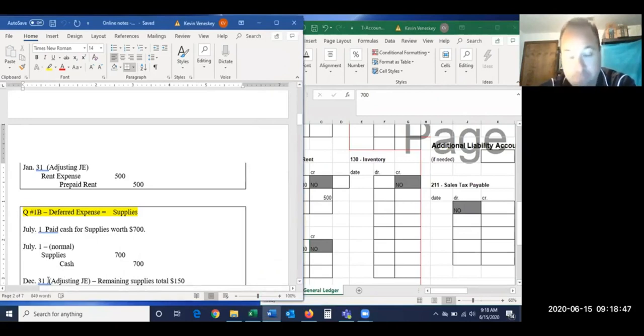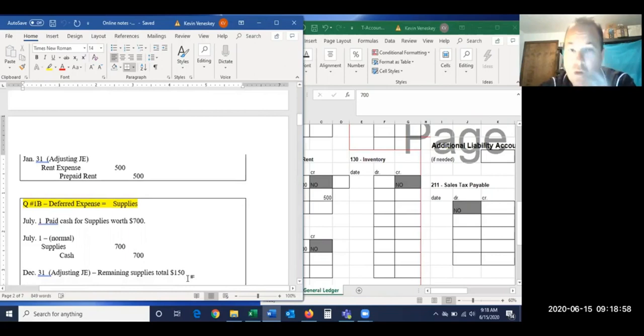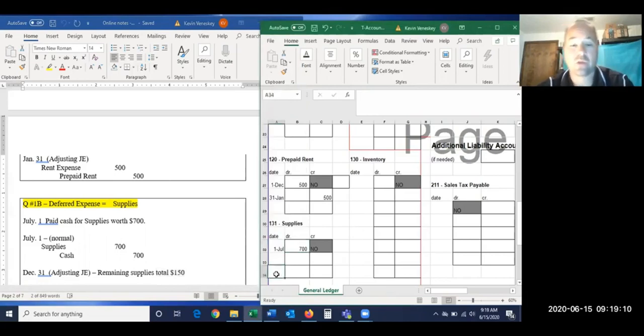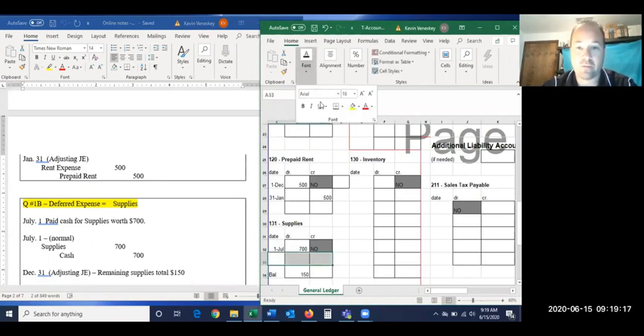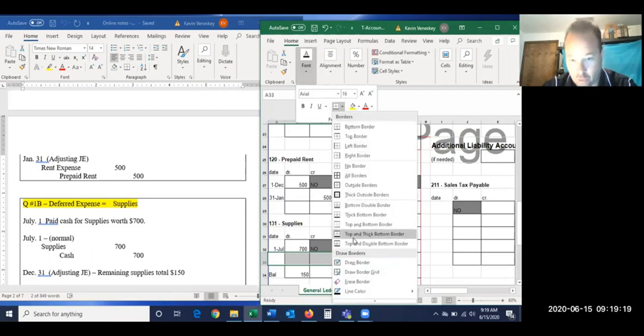Now on December 31, I need to update my books. I need to go back and see, I bought 700 of supplies, but how much do I actually have left? And I go into the supply closet and I see, oh, I still got 1 printer ink cartridge left, or 1 printer toner, or whatever it is. And that one is valued at $150. So that's all I have left is $150 of supplies. So I know when I come down here and I make my final balance of 150, and remember how we would put a solid line to show our total.